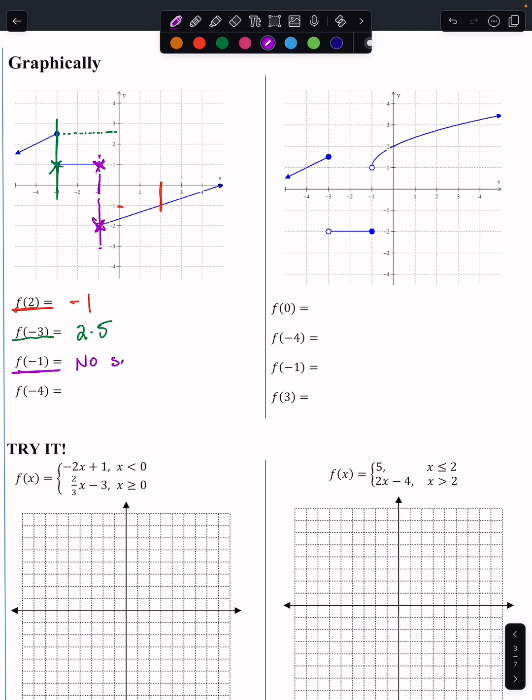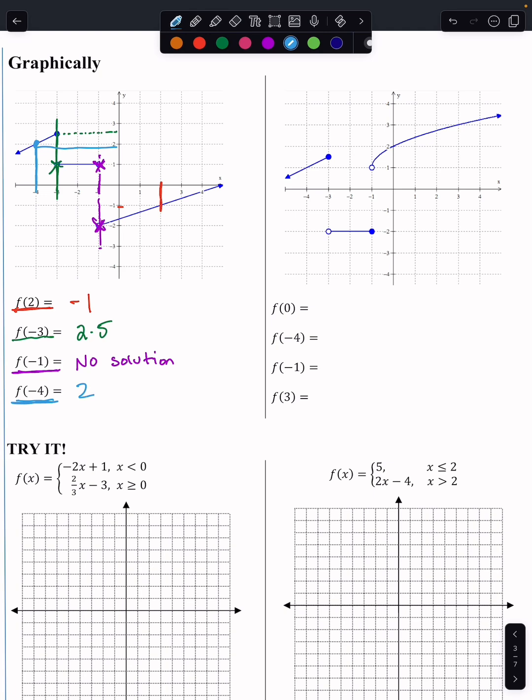And let's go to f is negative 4. Let's do this one. So we're going to go down here to -4 and see where it touches our picture. Oh, it touches it up here. Where is this at? That's 2. So you don't have to solve them. You just have to actually see where the graph touches them.